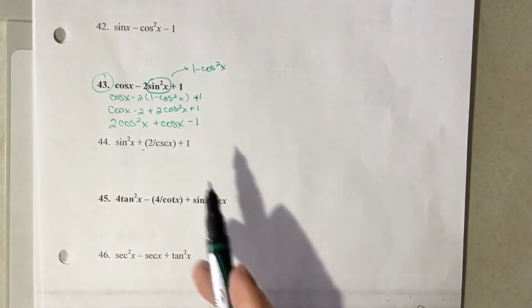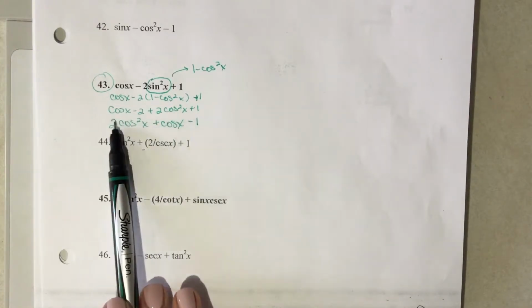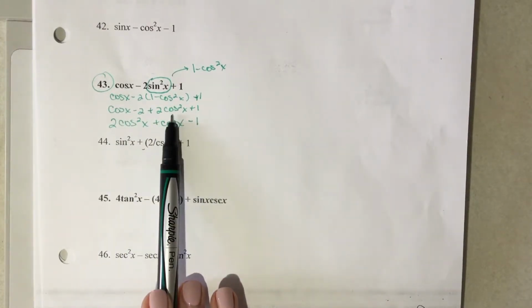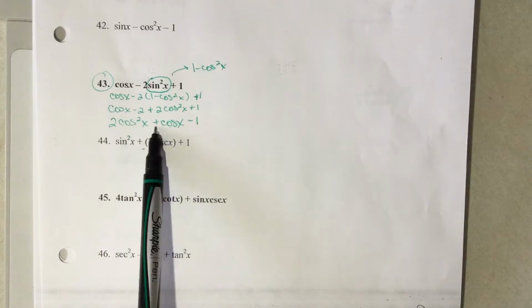Okay, everybody with me so far? First, I substituted in 1 minus cosine squared for sine squared to get all in terms of one trig function. And once I did that, I've got cosine and cosine squared. I don't care that one's squared and one's not, but they're all in terms of the same trig function. And this last step, I just rewrote it in standard form, where I've got cosine squared plus cosine minus 1, combining my -2 and my positive 1 to get the -1.